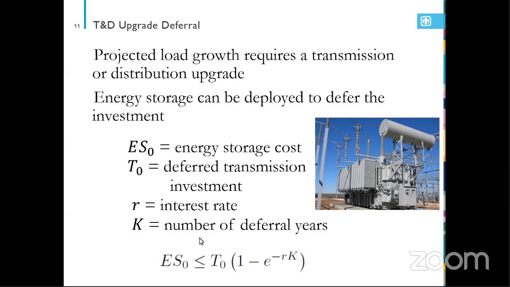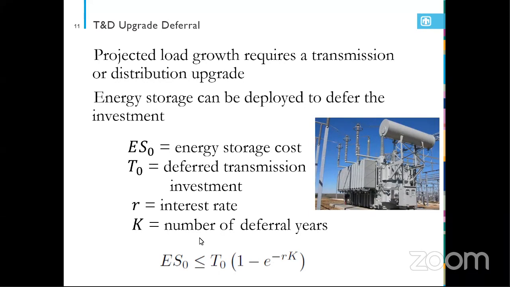So you might have a scenario where you have a transmission line that's only overloaded, maybe, you know, a few hours a year, and then you have really slow projected load growth. So with a relatively small storage system, you could defer an investment a couple of years. And because the transmission investment was a large investment, you can actually have a very large savings.